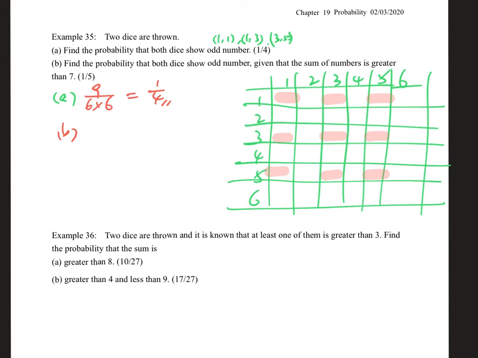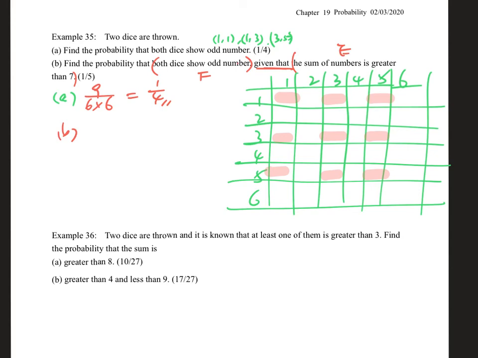Find the probability that both dice show odd numbers, given that the sum of the numbers is greater than 7. Wow, it's very terrible, right? If you read the question, given that means it's conditional probability. Given that the sum of the numbers is greater than 7 is event E. Both dice show odd numbers is event F. Of course, you can use the formula from previously to get the result.